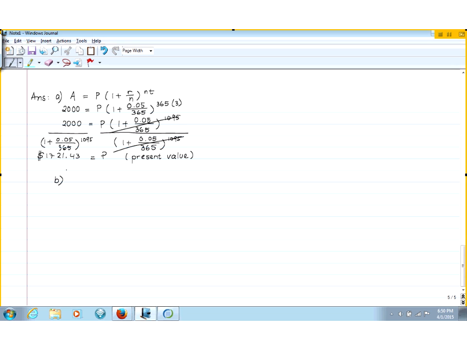Okay. Now B, what about if the interest is compounded continuously? Most likely the P will be less. So for B, A is equal to Pe^(rt). We know that after 3 years we have $2,000, and we don't know the principal. We multiply 0.05 times 3, so 2,000 is equal to Pe^0.15. And then we divide both sides by e^0.15.